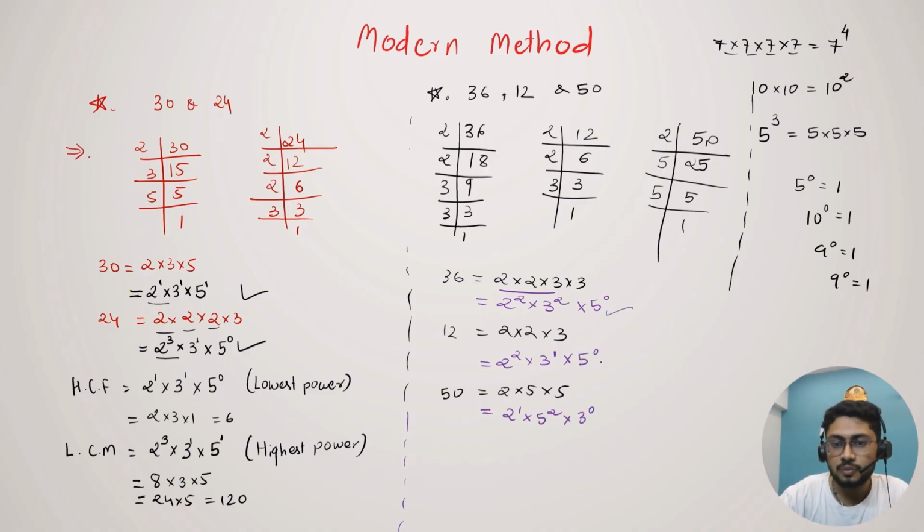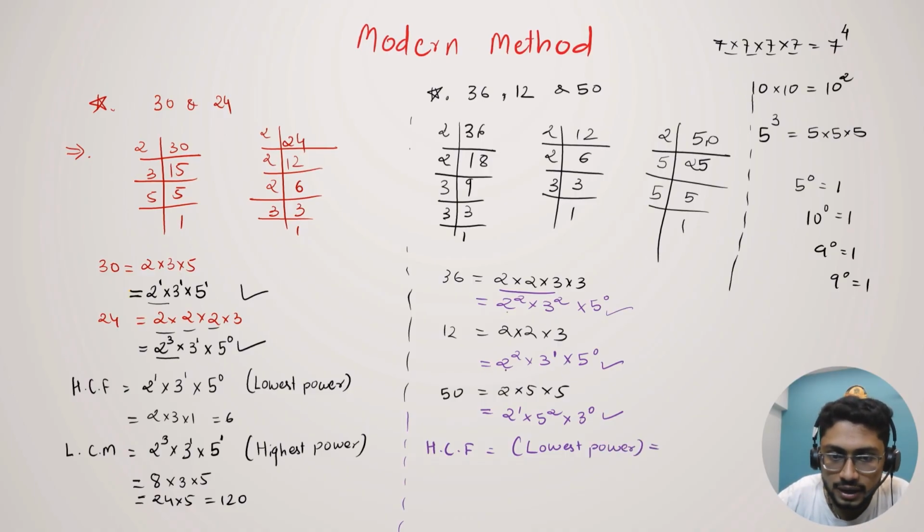Sir, how are we going to apply this? This is the method. For the HCF, we consider the lowest power. Among the three, which one is the lowest? 2 squared, 2 squared, 2 raised to the 1. So yes, 2 raised to the 1 is the lowest.